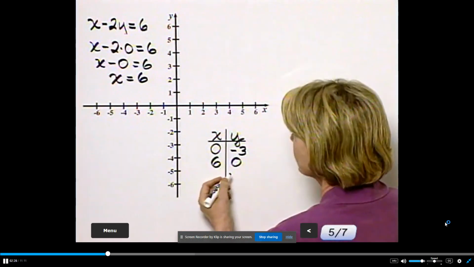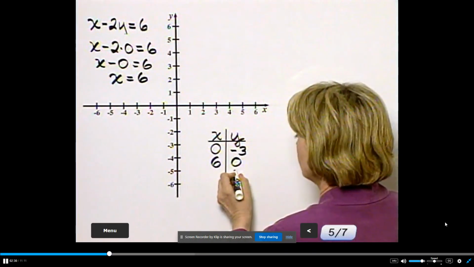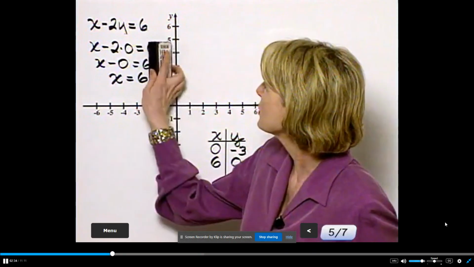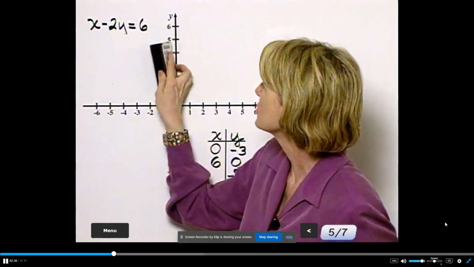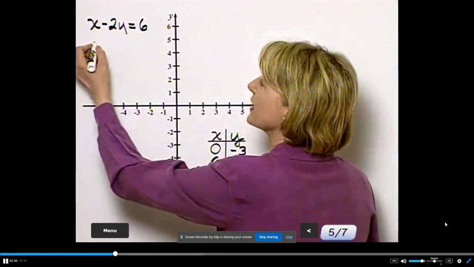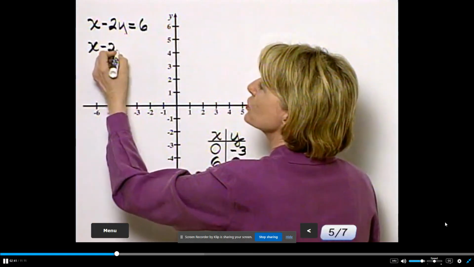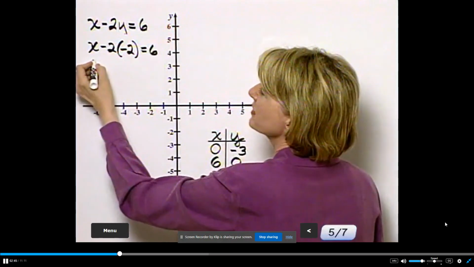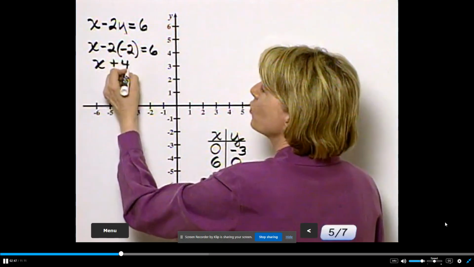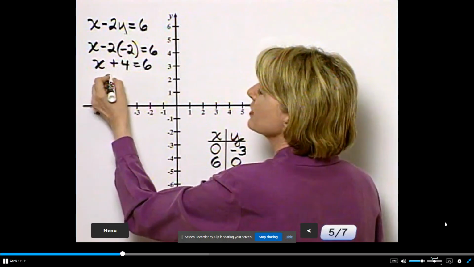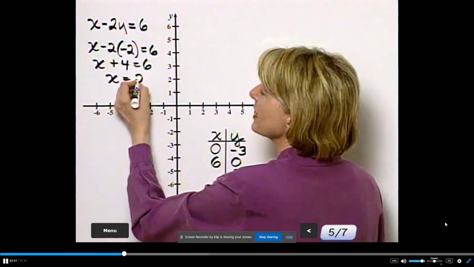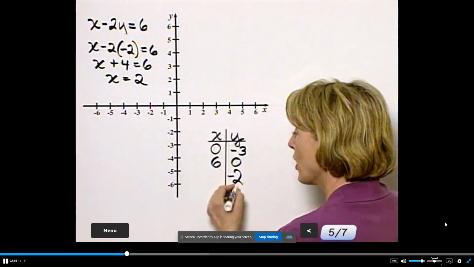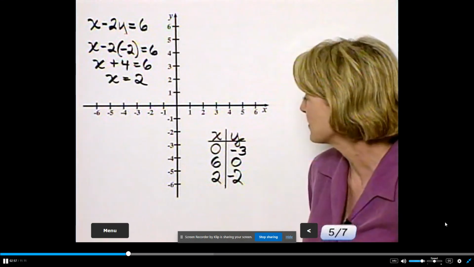What if y is, let's say, negative 2? Let's see what happens. Let's suppose y then is negative 2. So I'll have x minus 2 times negative 2 is equal to 6. So x plus 4 is equal to 6, or subtract 4 from both sides, and I'll have that x is 2. So when y is negative 2, x is 2.